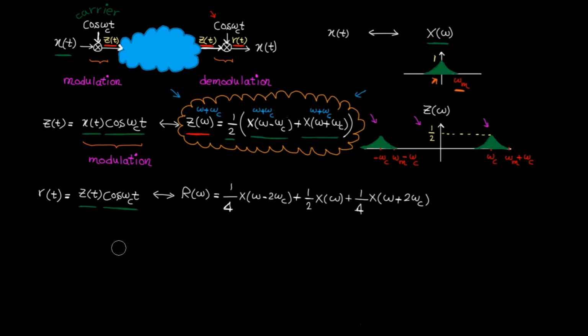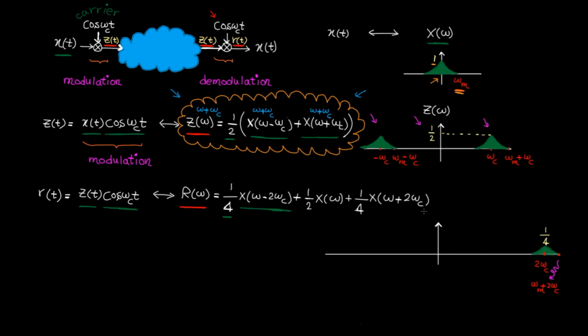Now let's plot R(ω). The first term is X(ω), which is shifted by 2ωc to the right. So 0 goes to 2ωc and ωm goes to ωm plus 2ωc. Also, the amplitude is 1/4.